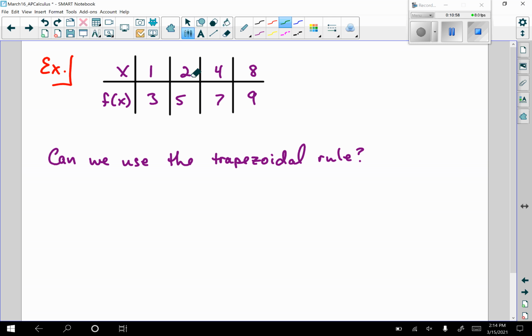So can we use this here? The answer would be no. We could still create trapezoids, we just can't use the simplified version, the trapezoidal rule that we came up with. We would have to find the area of each trapezoid individually. So in this case, we can't use the trapezoidal rule because h is not constant. Our first distance is 1, then we jump up to 2, then we jump up to 4.